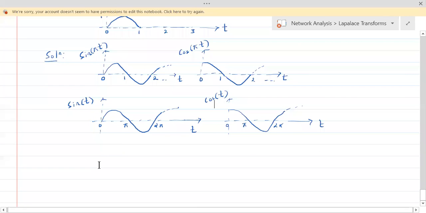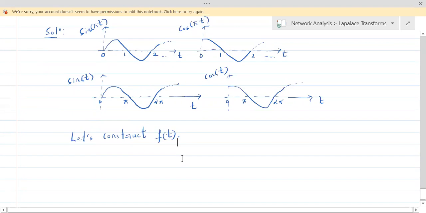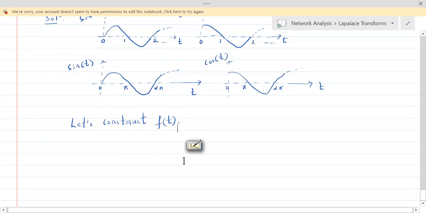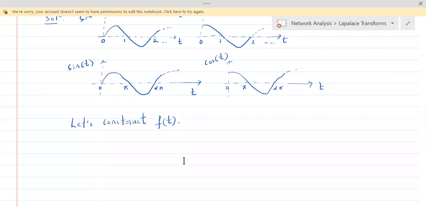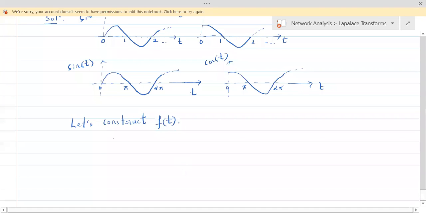There are multiple ways again. So let's construct f of t now. For that, what shall we consider? We shall consider sine pi t. Everybody write the sine pi t signal there. Let's write the sine pi t signal and name it as f1 of t.